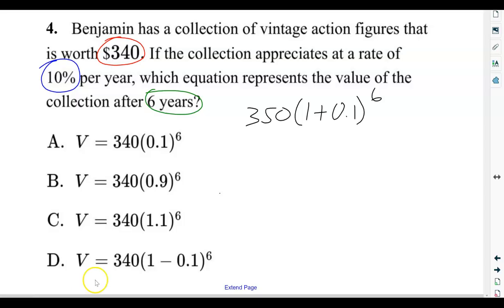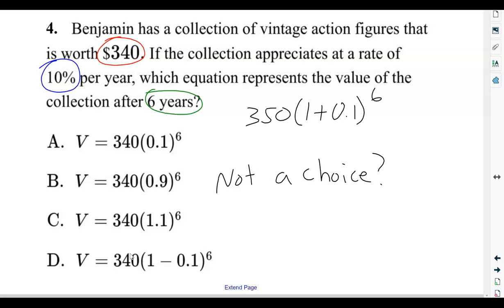So I'm going to write that out. I got 350. I convert this 10% by moving the decimal 2 places, 0.1, right? And I'm adding it with 1 because it appreciates. And I'm raising it to 6 years. Again, I'm adding because it appreciates. But you can see it's not a choice here. Oh, I got 350. It should be 340. My bad. But as you can see, 340 is not a choice.